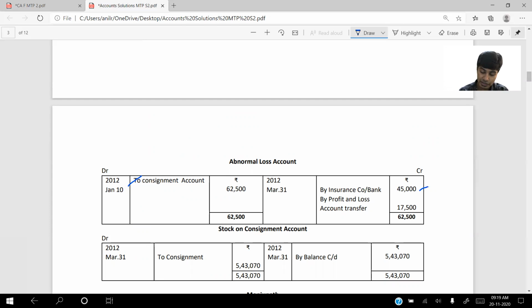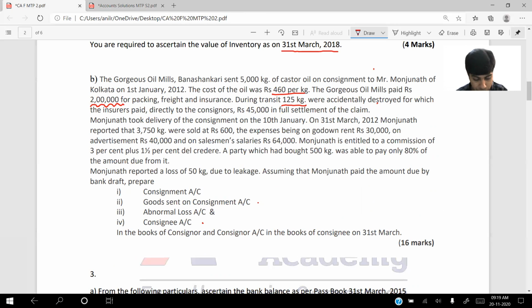You received cash. Or if you have not received, you will write insurance company account debit, 45,000. So this is the balancing figure. 17,500 is your P&L account. Why? Loss. You get that? Yes, we're done with this adjustment also. Come on, let's go to the next one.